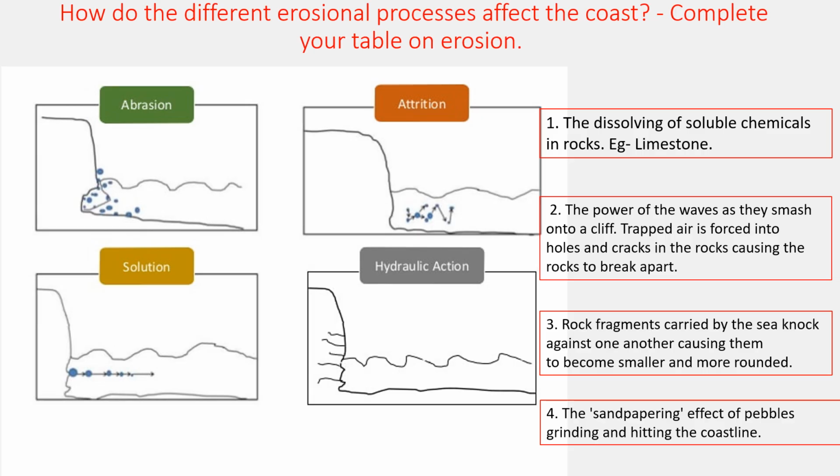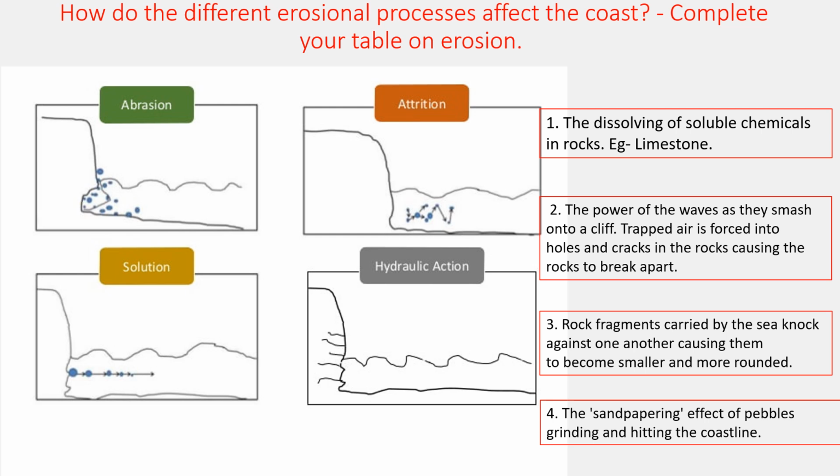Right, moving on. Here are 4 images showing abrasion, attrition, solution, and hydraulic action. I've got numbers 1, 2, 3 and 4. What I'd like you to do is just write down the numbers 1, 2, 3 and 4. Pause the video and match up the definition to each type of erosion.